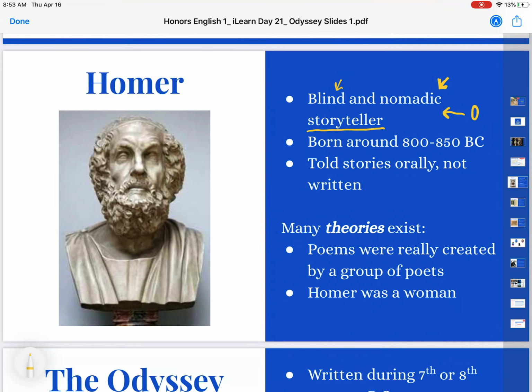There are many theories about Homer, and I say theories because none of them can be proven or have been proven. Also, my kids are screaming upstairs, so if you hear it, just ignore it.